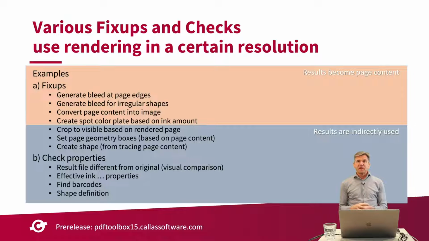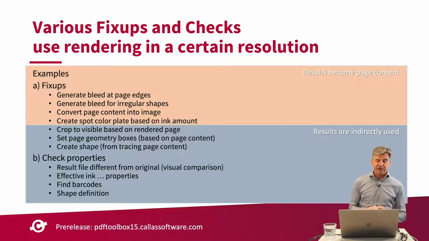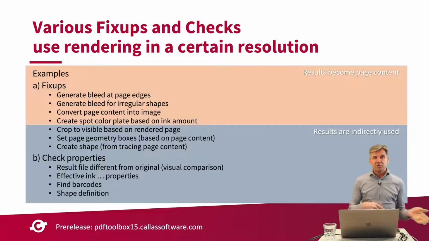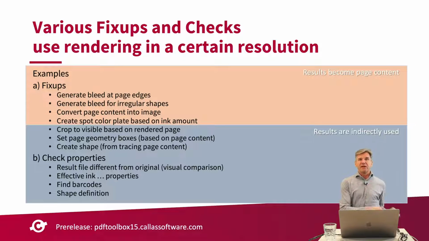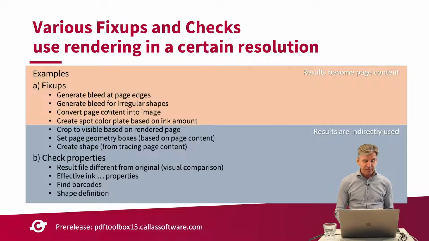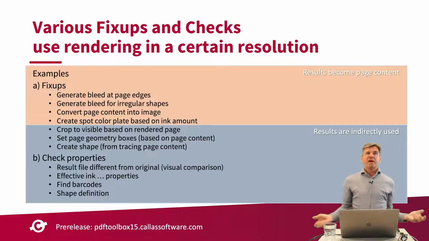In many fix-ups and checks, pdfToolbox internally renders a PDF page or all the pages in the PDF file. So here are the fix-ups and the check properties that are based on internal rendering of the PDF page. I don't want to mention them all, but just as an example, when you generate bleed, the page would be rendered and a new image would then be put next to the trim box. Similar for irregular bleed, or when you convert the whole page into an image, you would render the page and directly use the result as page content. So these are all based on rendering.